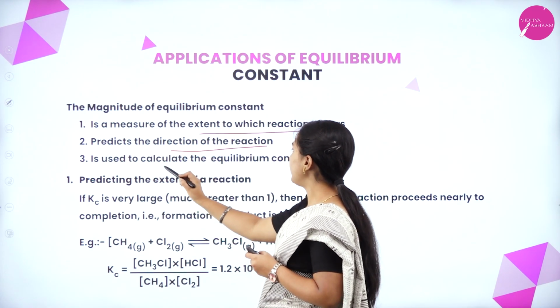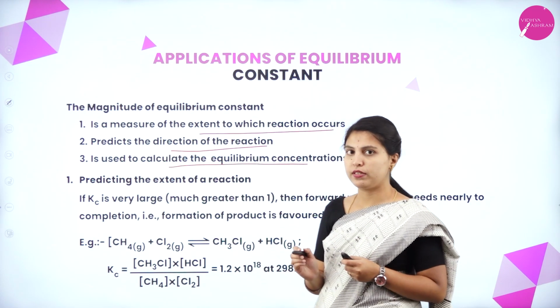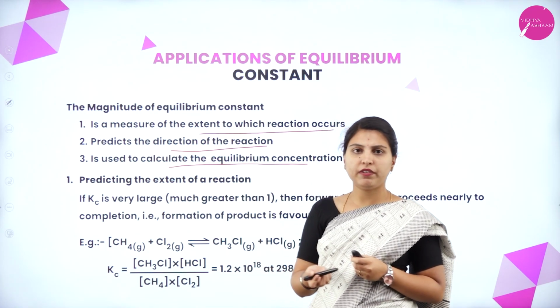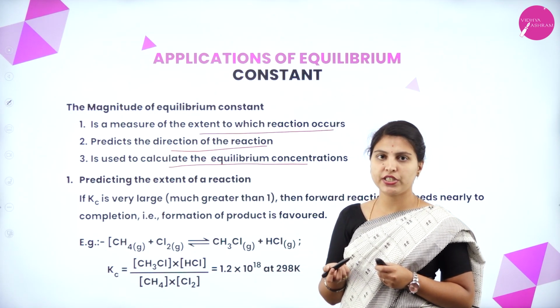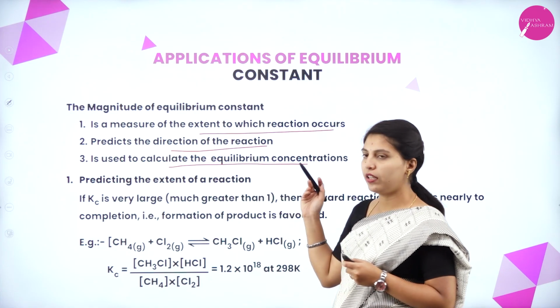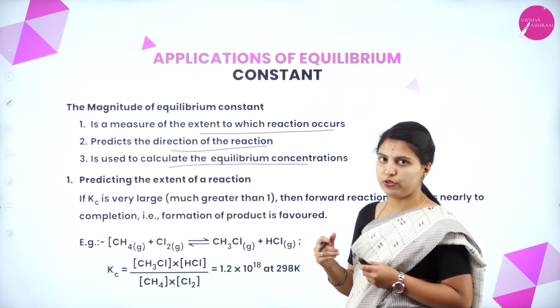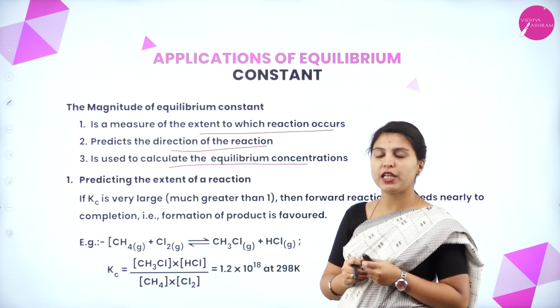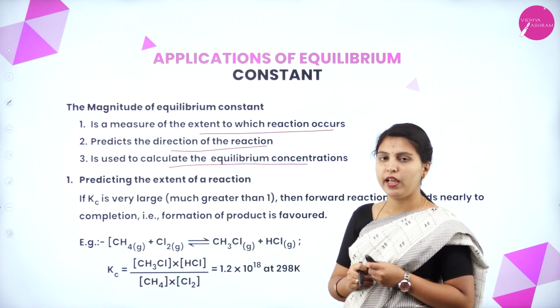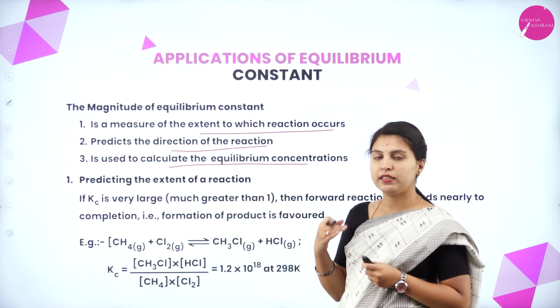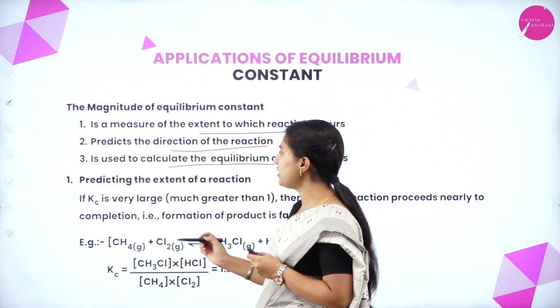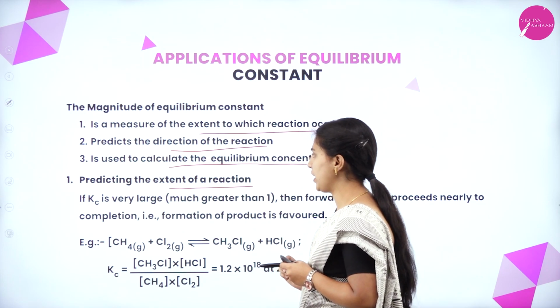It is used to calculate the equilibrium concentrations. Kc is nothing but the equilibrium constant, in terms of concentrations. That means it also calculates the equilibrium concentrations. So these are the main three applications of the equilibrium constant, and we'll see them one by one with some examples. First, predicting the extent of a reaction.